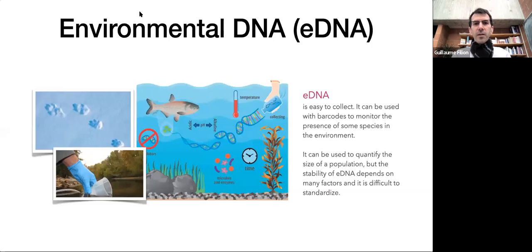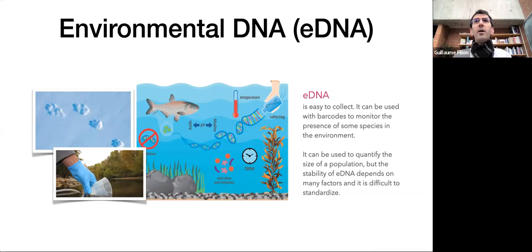Another thing that has gained momentum in recent years, especially in ecology, is environmental DNA, or eDNA. eDNA is easy to collect. It can be used with barcodes to monitor the presence of some species in the environment. So what is environmental DNA?